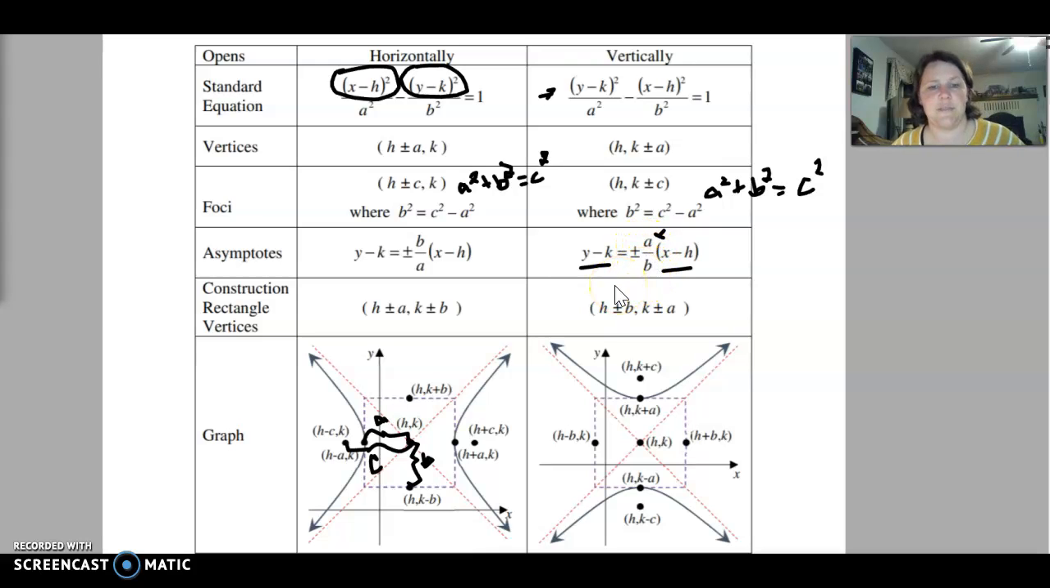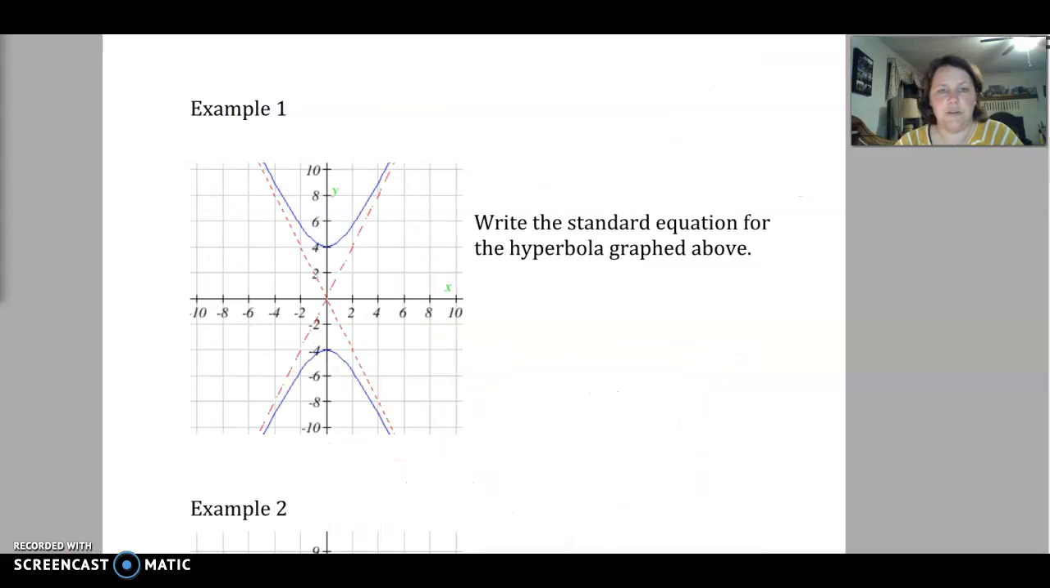Okay, let's look at some examples. Example number 1. So notice we're back to centered at (0, 0). We're just going to do a couple quick review questions. So this one is centered at (0, 0). It is also a vertical hyperbola. So the transverse axis is the y-axis.